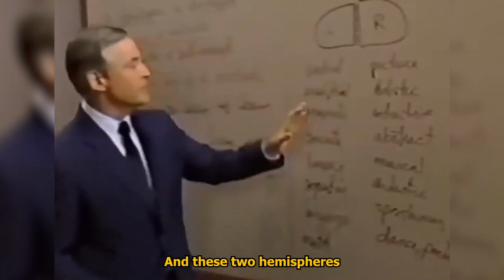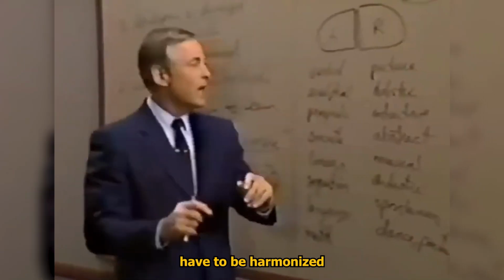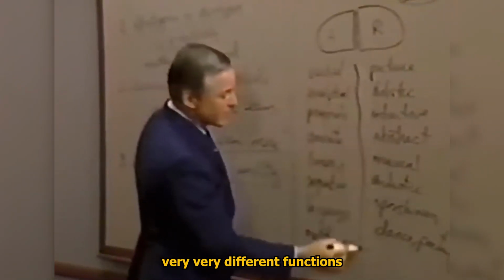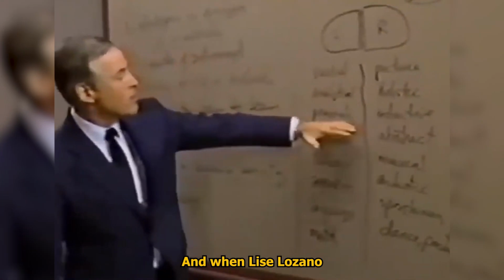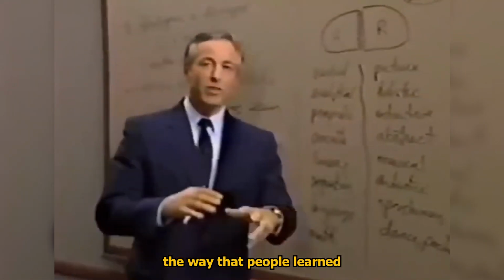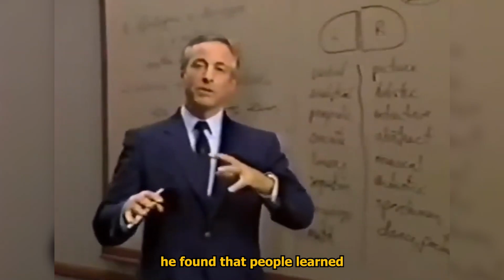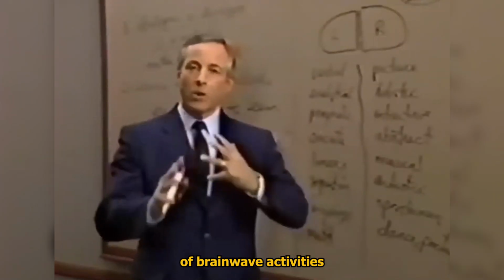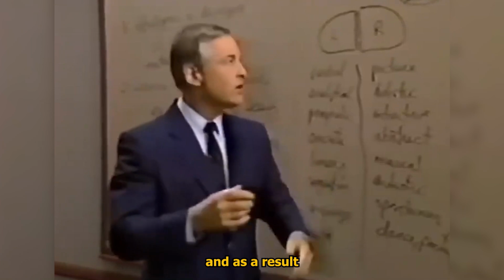And these two hemispheres, in order to work properly, have to be harmonized. But they have very, very different functions. And when Lozanov did his research, he found another thing, is that when he studied the way that people learned, he found that people learned at different levels of brainwave activities and as a result of different things.